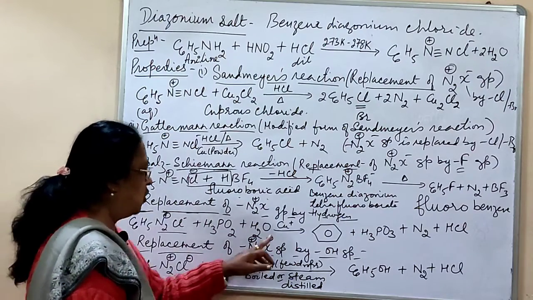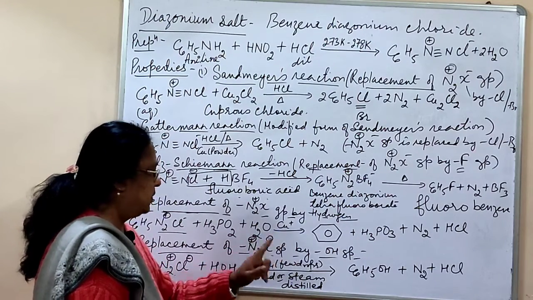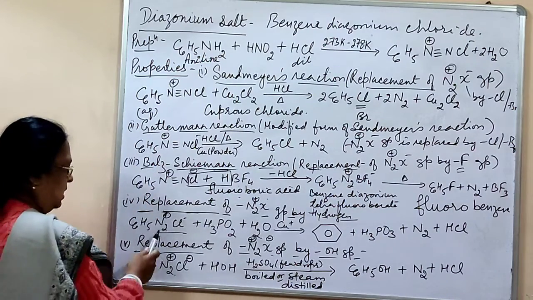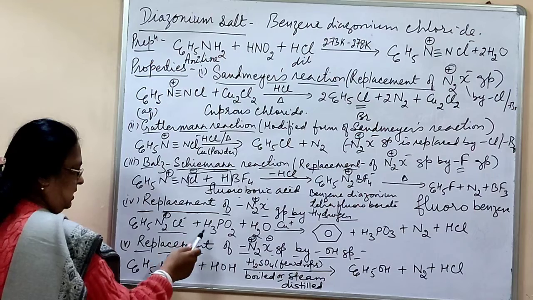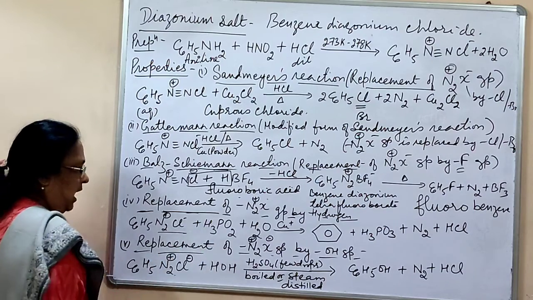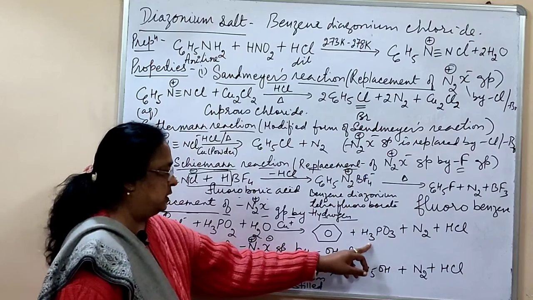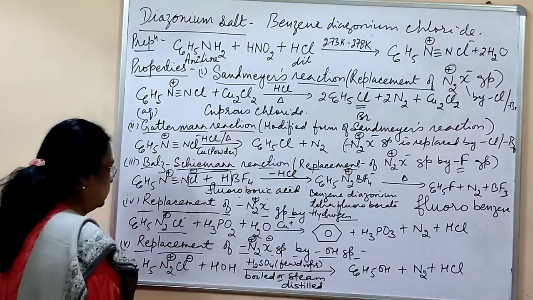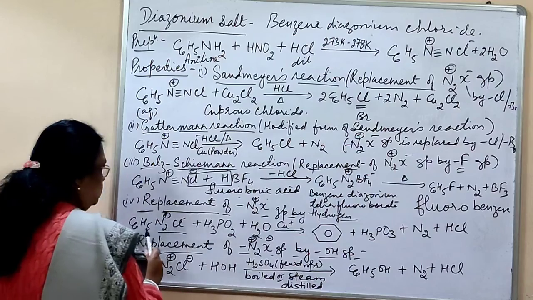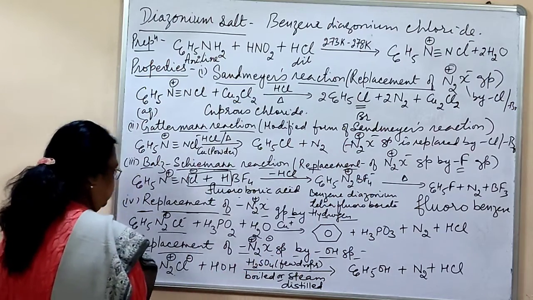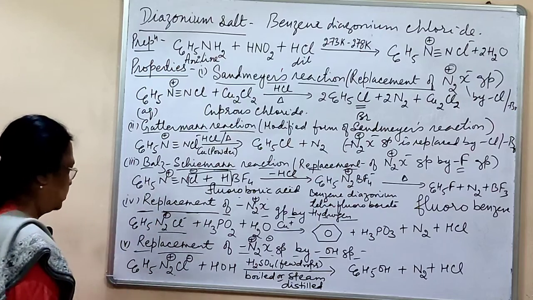In the presence of cuprous, copper plus, cuprous ion, and this N2 is out as a gas, HCl is released, and hypophosphorous acid will be converted into phosphorus acid and benzene will be set free. So diazonium compound is turned into benzene by this reaction.